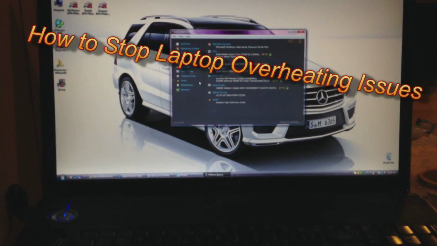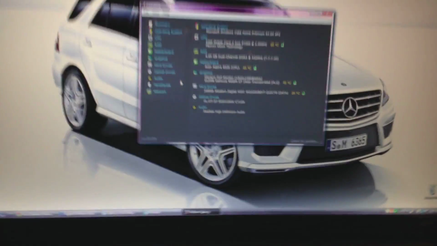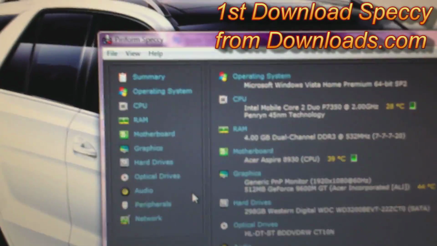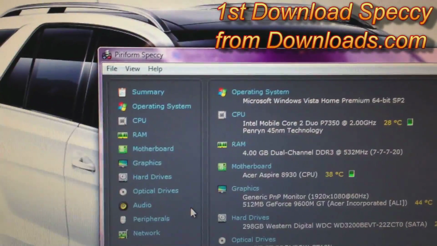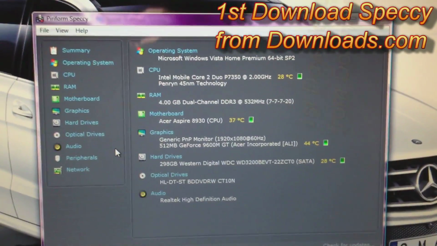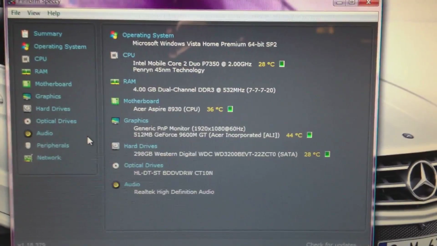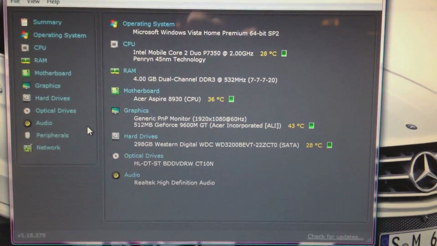Hi, this video is about laptops that overheat. Now, a lot of people have been leaving messages on some of my other YouTube videos saying that their laptop is overheating. So here's something you could do. See this program right here? Speccy. This program is able to tap into the temperature sensors on your motherboard in your laptop, and it's able to tell you what the temperatures are.